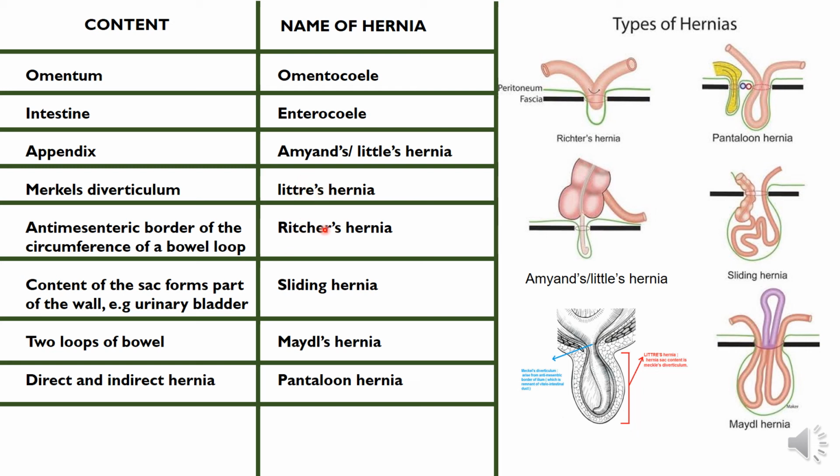Then you have Richter's hernia. It's the name of a hernia where you have the antimesenteric border of the circumference of a bowel present within the hernia sac. Then you have sliding hernia, where either the urinary bladder or the sigmoid colon slid into the hernia sac to form part of the wall. When you have two loops of bowel present, it's called Maydl's hernia or hernia en W. And then when you have direct and indirect hernia coexisting, it's called the pantaloon hernia.